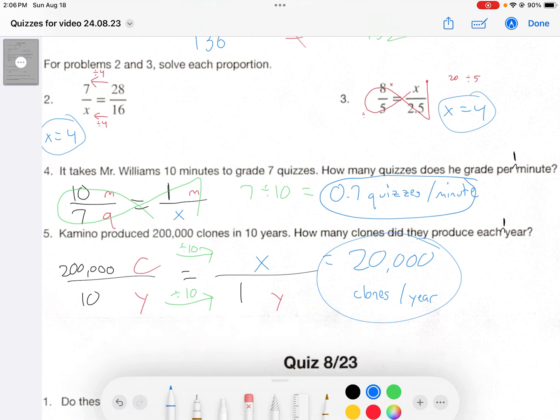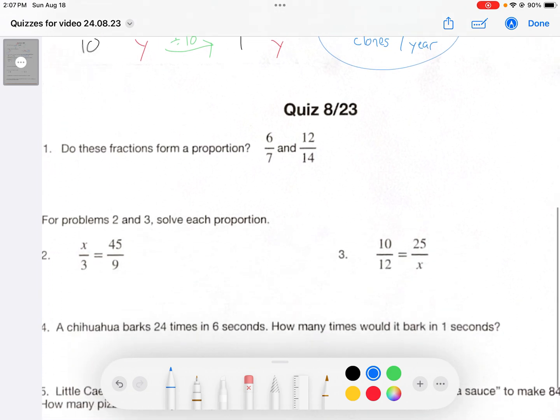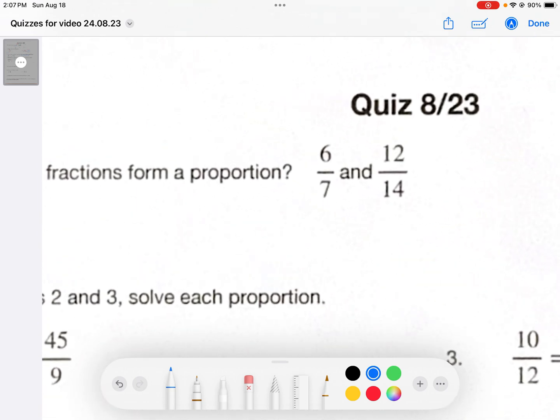So that's the practice quiz. Moving on then to the quiz. Every problem in the quiz has one that was just like it in the practice quiz. So in number 1, I'm doing the same thing as I did in number 1 in the practice quiz.